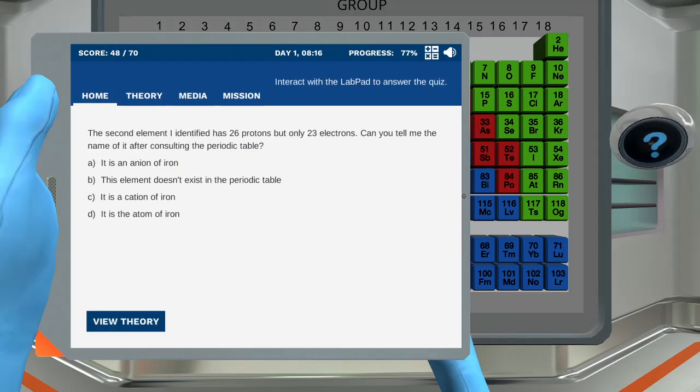The second element I identified has 26 protons but only 23 electrons. Can you tell me the name of it after consulting the periodic table?